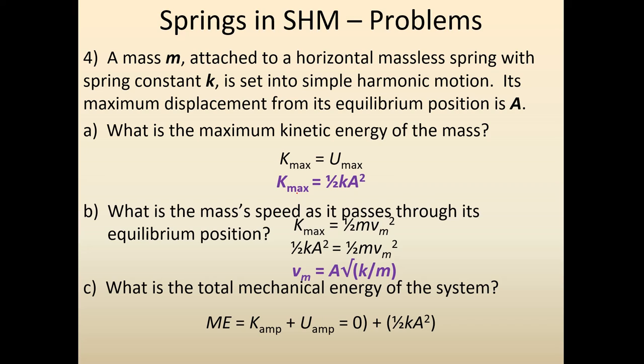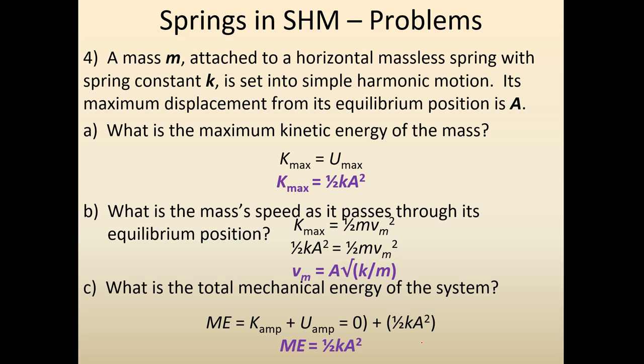So when I do this, what I'm going to do is focus on the amplitude. I'm going to say mechanical energy is the kinetic energy at the amplitude plus the potential energy at the amplitude. Well, I know that the kinetic energy at the amplitude is zero because the velocity is zero, because it's all in the form of potential energy. I already know that the potential energy is at its maximum, which is 1/2 k A squared. So my mechanical energy is 1/2 k A squared.